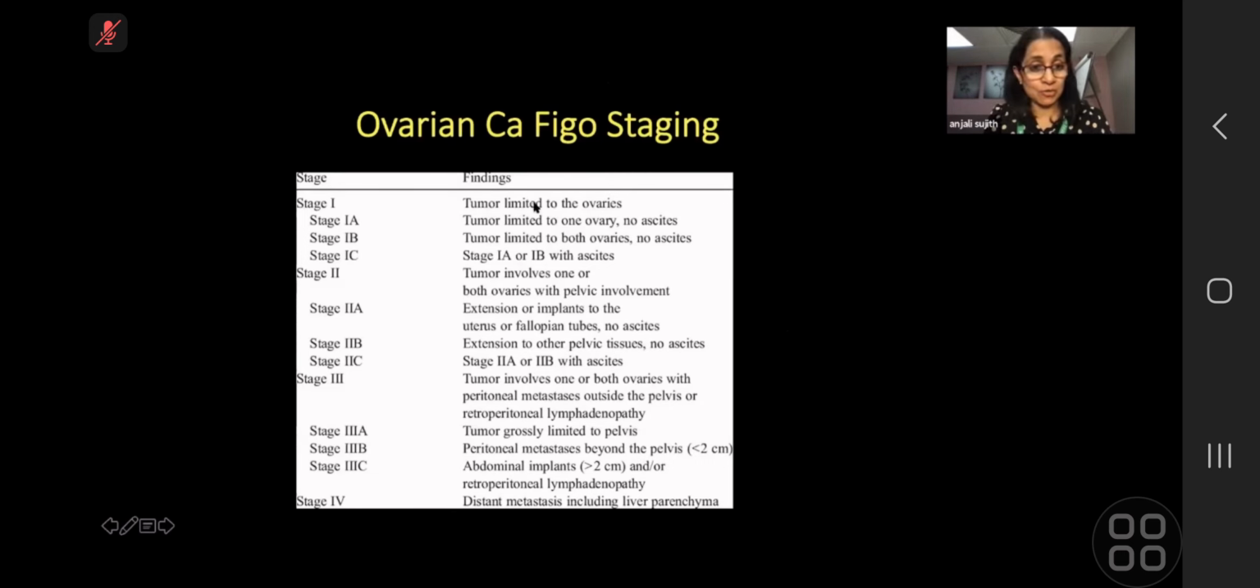Stage 1 is limited to the ovaries. Stage 2, it involves the pelvic structures. In stage 3, there will be extension outside the pelvis or retroperitoneal adenopathy. So you get peritoneal metastasis outside the pelvis and retroperitoneal adenopathy. In stage 4, you get distant metastasis.